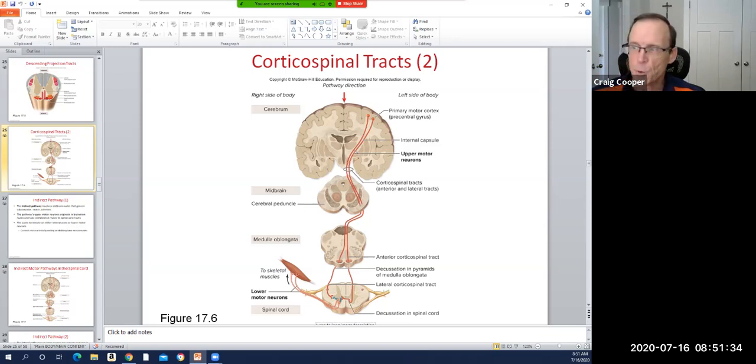But we've only got two neurons. We've got the neuron up here. You can see the cell body, and then we've got this long axon going all the way down through the spinal cord, and then it synapses at the spinal cord, and that's where that second neuron is. This neuron in the spinal cord is the one that is actually going to activate the muscle. Its axon is then going to go out and innervate that particular portion of the muscle that it's in charge of making fire.